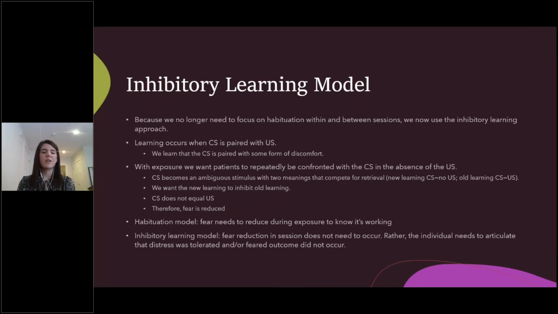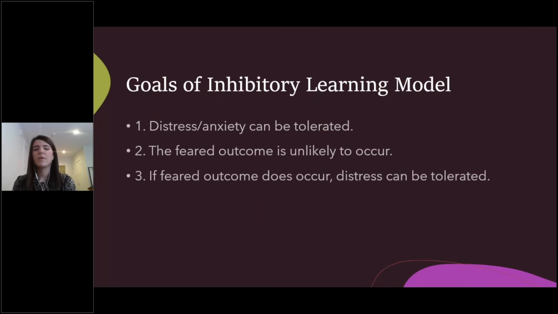So the key ingredient here is that new learning occurs for the toleration of distress and the violation of negative expectancy. And it's really, really important that we have our patients articulate that they could tolerate the distress and whether their feared outcome occurred or not. Okay, so the three main goals of the inhibitory learning model: one, distress and anxiety can be tolerated. Two, the feared outcome is unlikely to occur. And three, if the feared outcome does occur, distress can be tolerated.